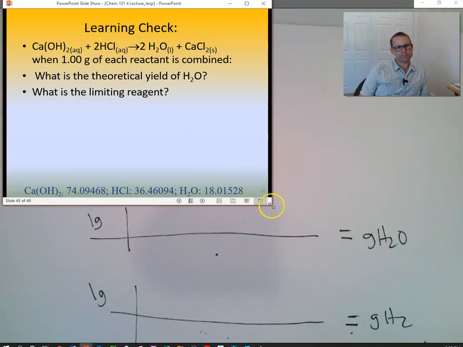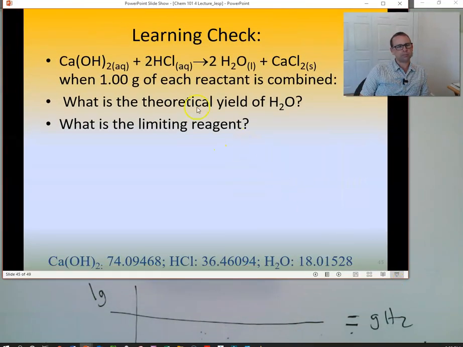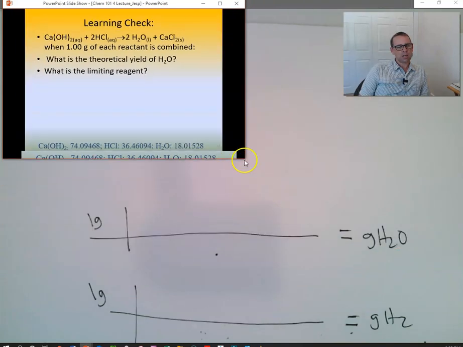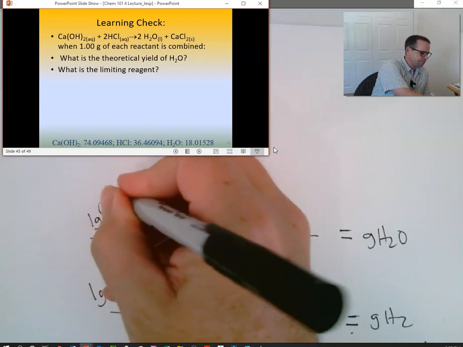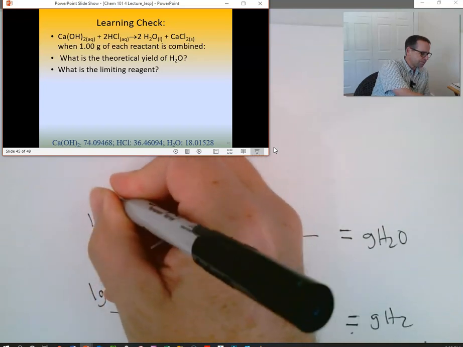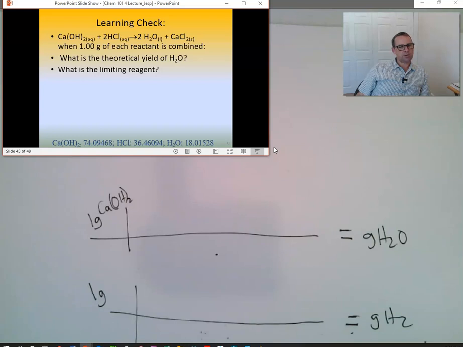CaOH2. Okay, calcium. Let me look at OH. Very good. Hydroxide. Calcium hydroxide. Should we start with 1 gram of calcium hydroxide here? Okay, 1 gram of calcium hydroxide.